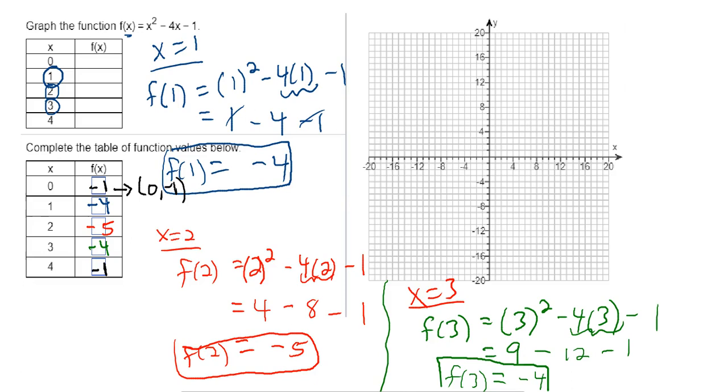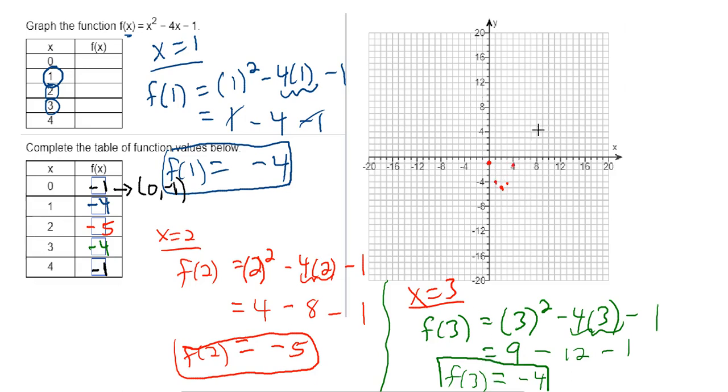0, comma, negative 1 is a point that I can graph on the Cartesian coordinate system. So I'm going to graph it right here, 0, comma, negative 1. We'll have 1, comma, negative 4. That's going to be this point right here. We'll have 2, comma, negative 5, which will go just a little bit lower. All right. We'll have 3, comma, negative 4 again, which will be right here. And then we'll have 4, comma, negative 1, which will be just below the 4.